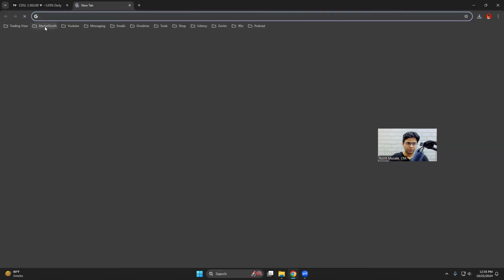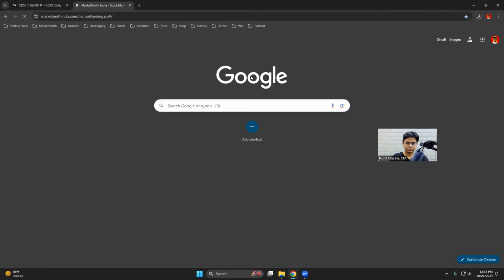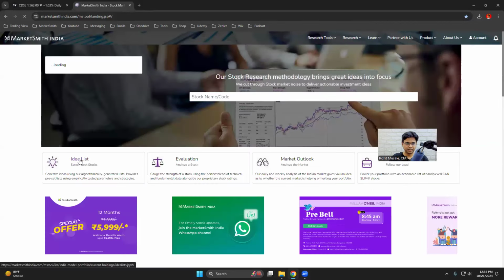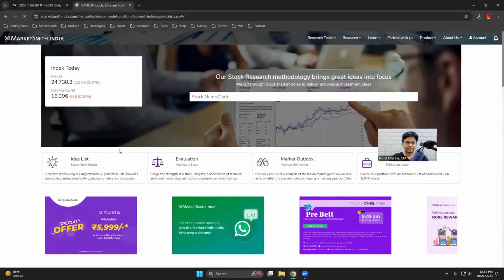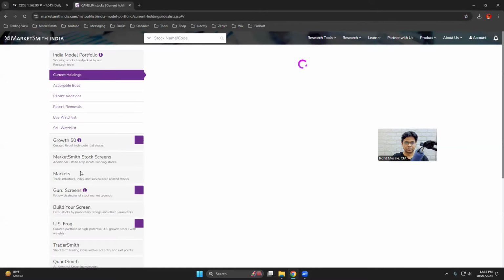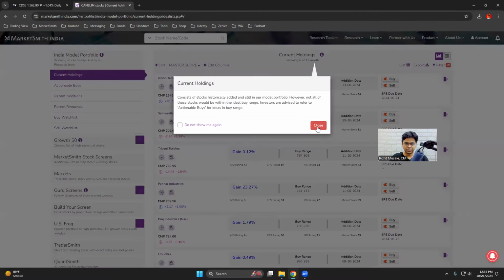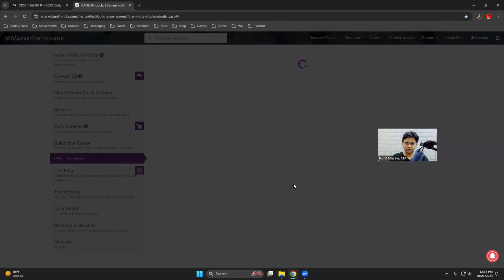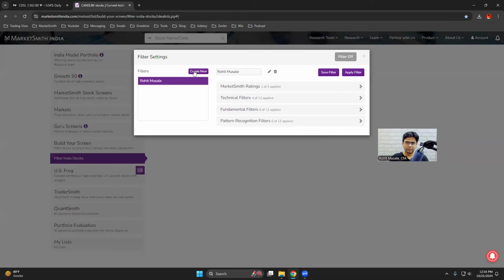Okay. So I will go to MarketSmith. I click on idea list. Then I click on build your screen here, filter India stocks. So here it will ask me for a filter. So I have created one filter. I don't want to discuss this. I will create a new filter for you. Okay. So filter number 1.